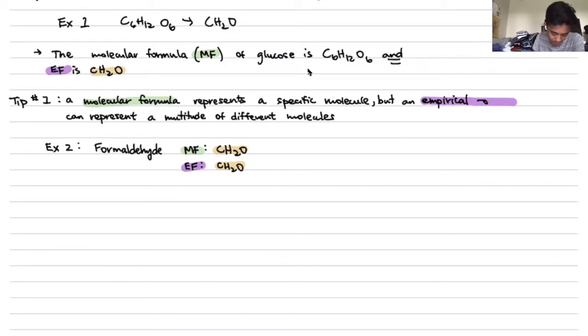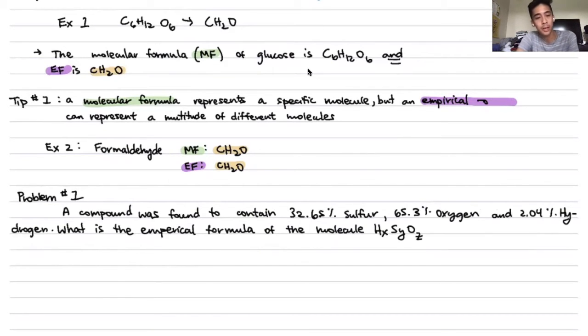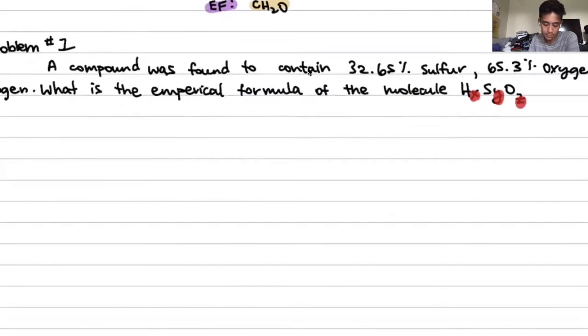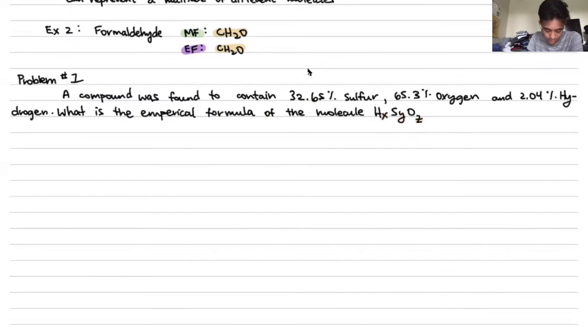With that being said, let's go into a practice problem. Problem number 1: a compound was found to contain that amount of sulfur, that amount of oxygen, and that amount of hydrogen, given in percents. What is the empirical formula of the molecule? They give you the general formula HxSyOz, meaning that when you find your answer, it's going to be in this form. You just have to find the numerical values for x, y, and z. Okay, so let's do that.